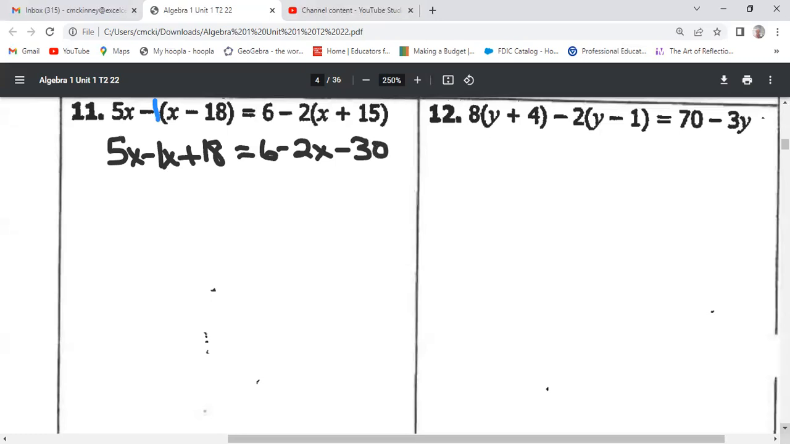And then both sides, clean up, simplify each side. So on the left side, 5x minus 1x, or 4x plus 18. On the right side, there's -2x, and then there is 6 minus 30, so -24. So we want to tidy up, simplify the left side, simplify the right side by distributing and combining like terms. Then we can work to move these variables to one side and the constants to the other before we divide.